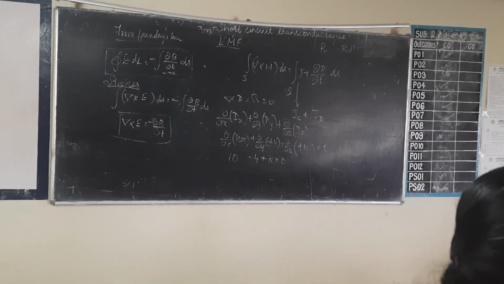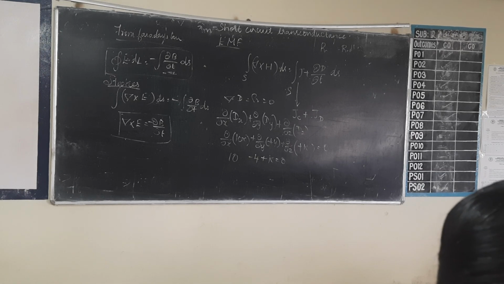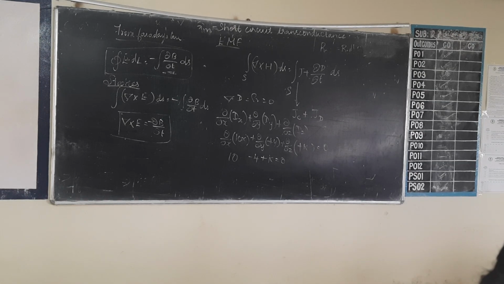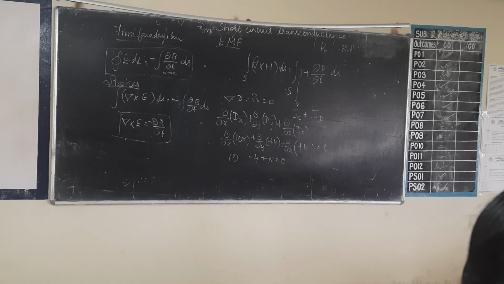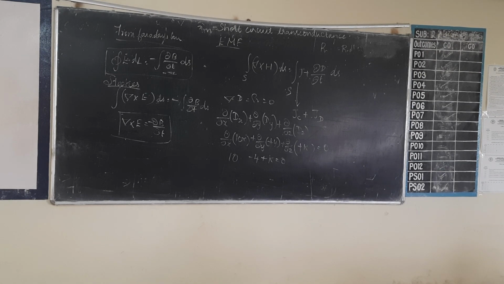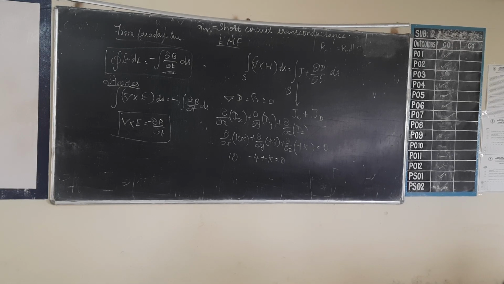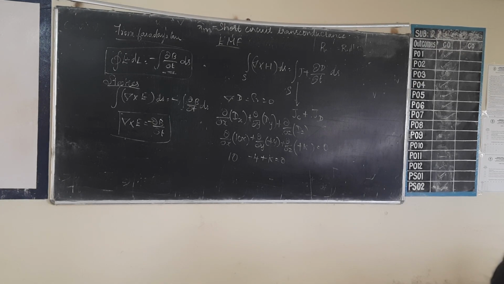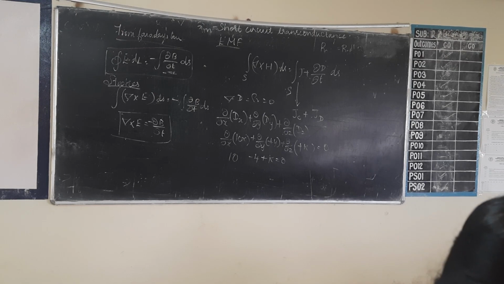If V is equal to 800 sine of (10 to the power of 6 into t minus 0.01) ay vector volt per meter.